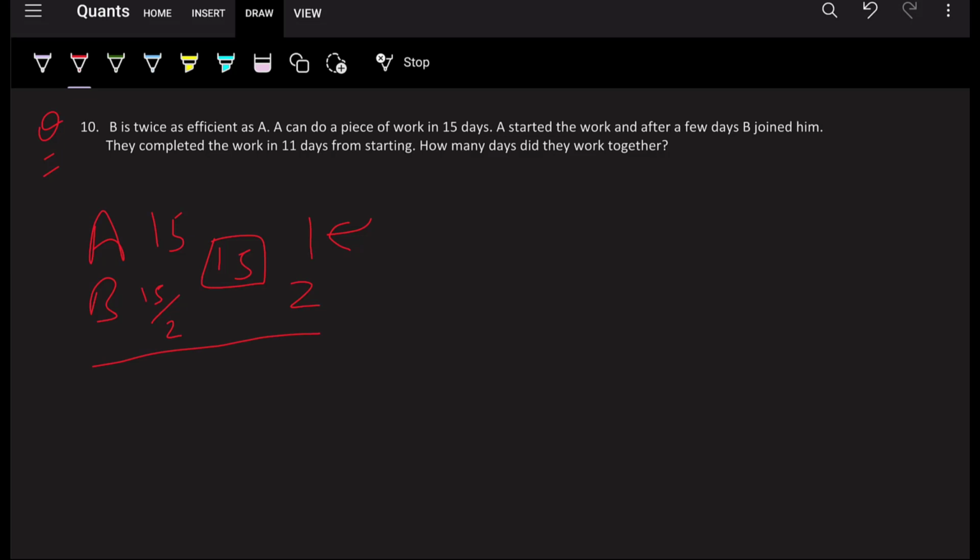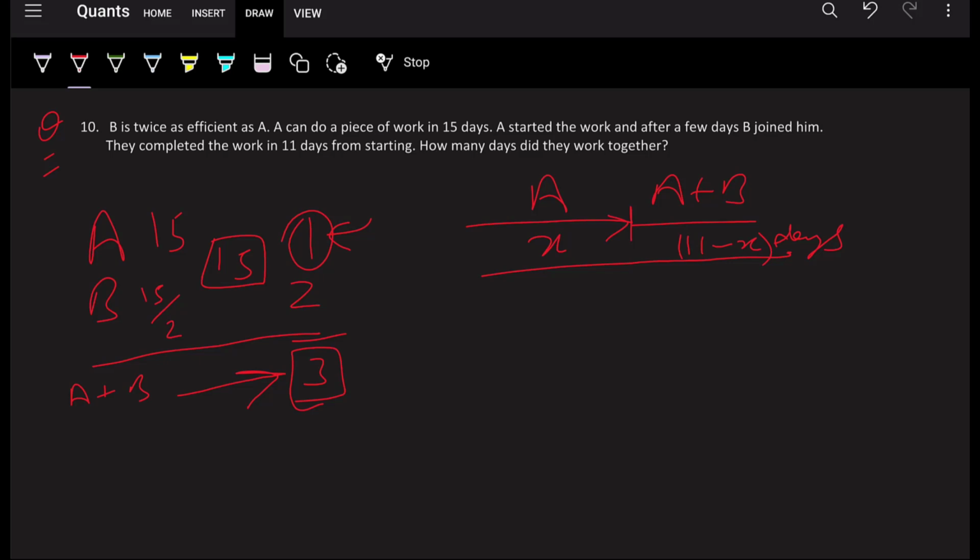Now A started the work. Till here A does the work. Now B also joined him, so A plus B. Now they will work 11 days from starting. If A does the work for X days, then A plus B works for 11 minus X days. This is important. So suppose X days A works. Now if the total time taken is 11 days, then A plus B work for 11 minus X days. They work together. Together the efficiency will be 3.